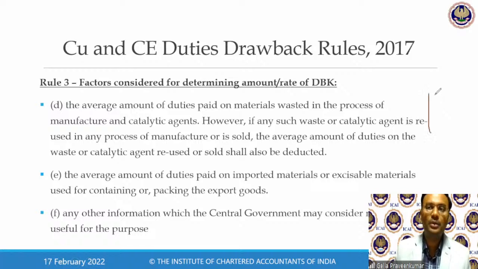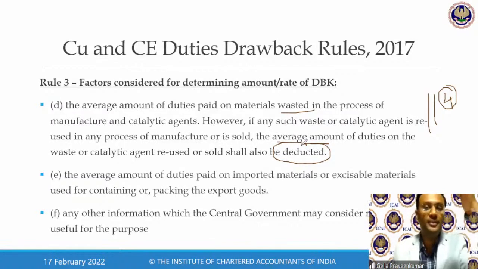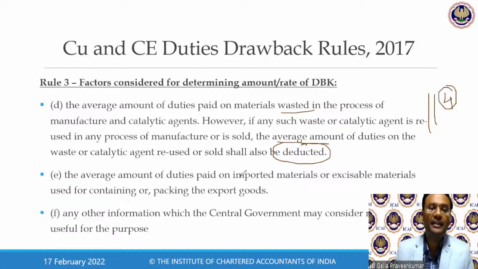In this particular goods which you're going to manufacture, I'm going to examine how much is the wastage. Out of that wastage, how much is the amount recovered? The amount recovered, I'm going to deduct from the value you spent at step number 2. Then what do they say? What is the average amount of duty paid on this imported material, excess material used for containing or packing of the export goods?